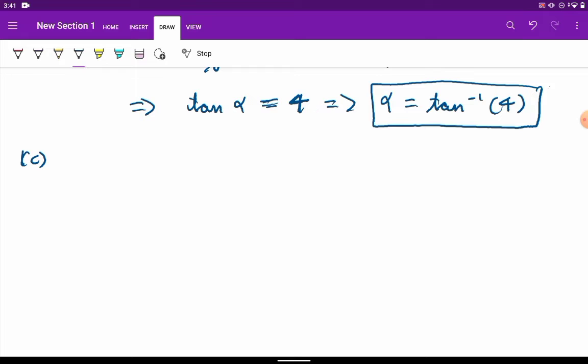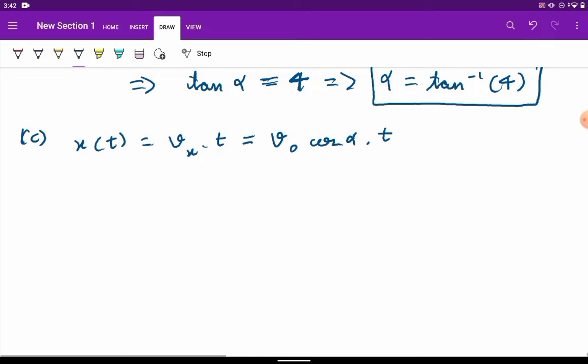So finding out x is very simple. So x of t, because as we have already mentioned, in the x direction the magnitude of the velocity remains the same because of zero acceleration in the x direction. So this is nothing but vx times t, and as you know vx is v naught cos alpha times t. Okay, so this is equation 1.